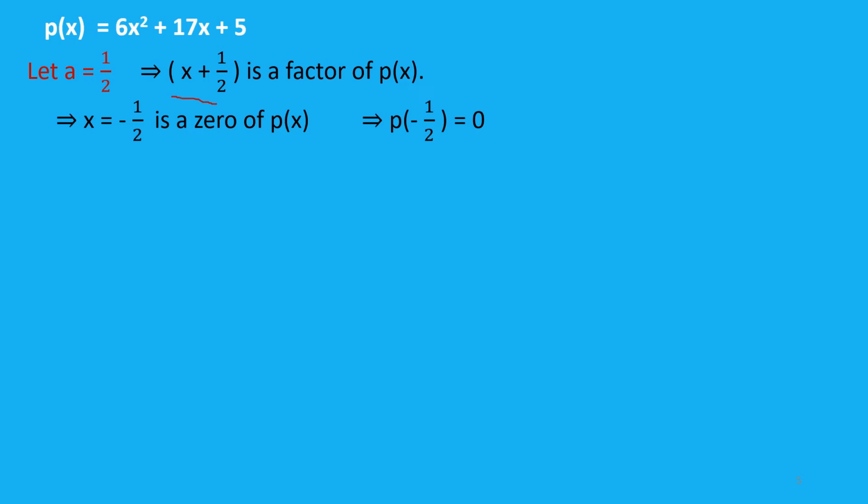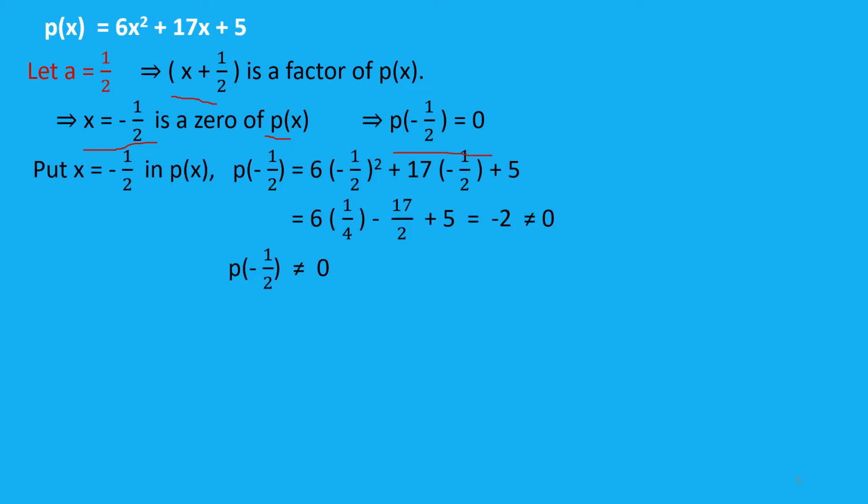So in this case, x equals minus 1 upon 2 is the 0 of P(x). Now, if x equals minus 1 upon 2 is the 0, that means P(minus 1 upon 2) should be equal to 0. So what we will do? We will put the value of x as minus 1 upon 2 in P(x).